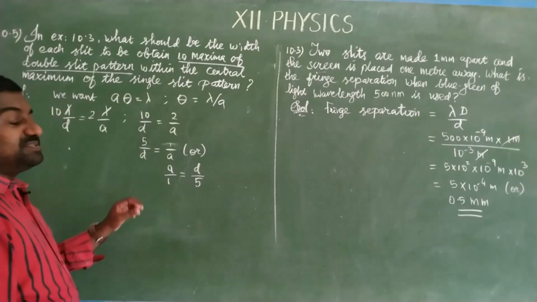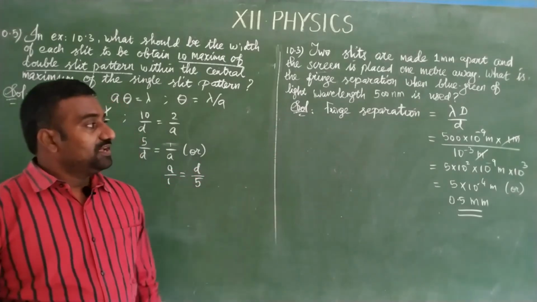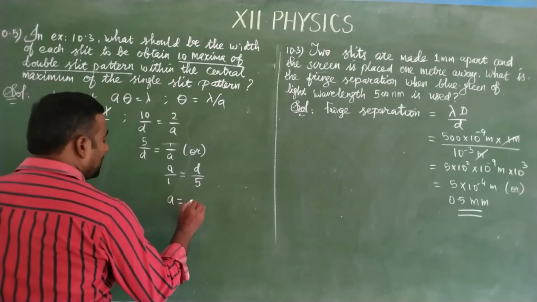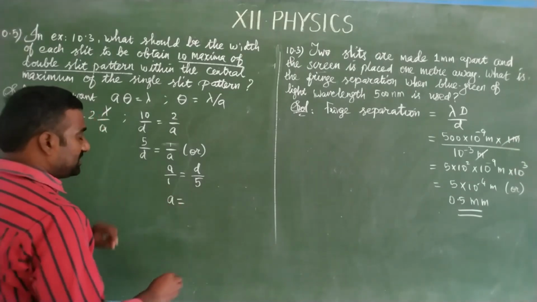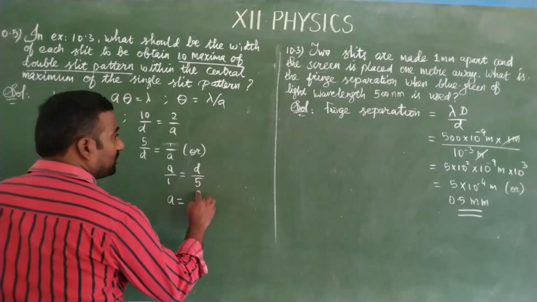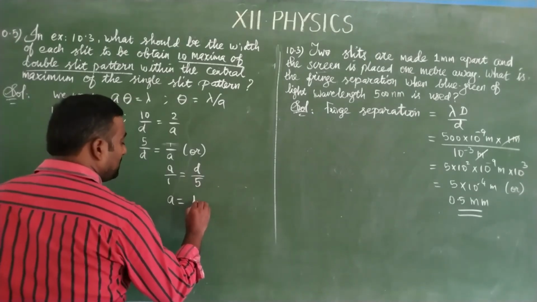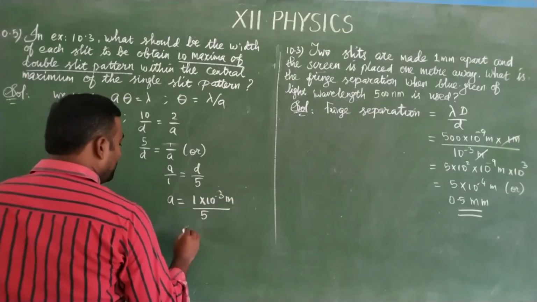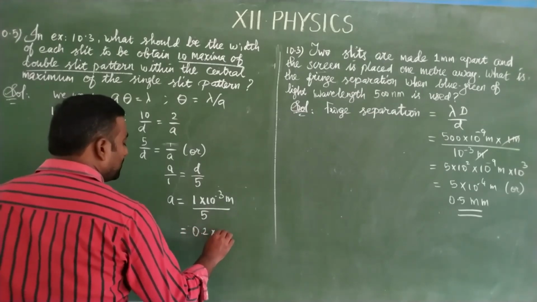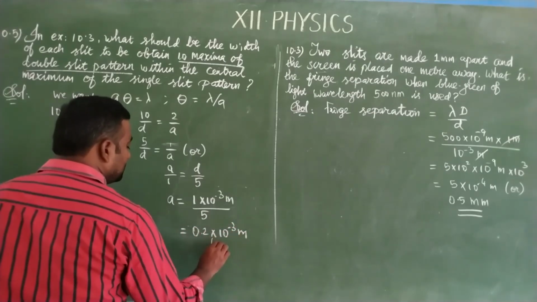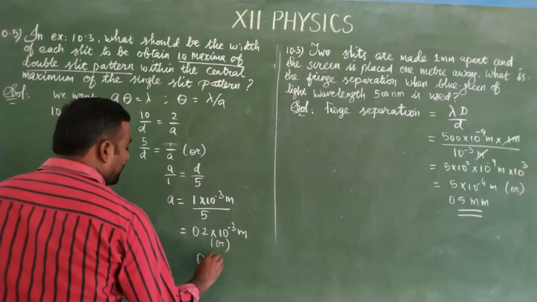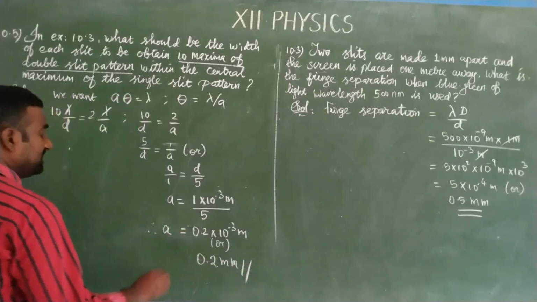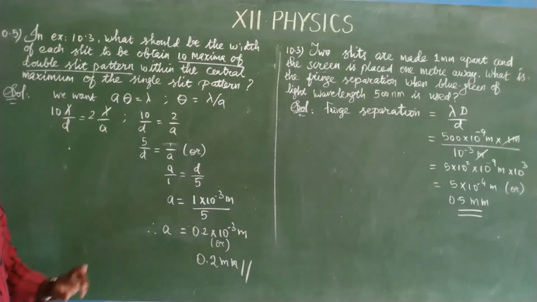What is the distance between the slits? The question itself gives it, 1 millimeter. Therefore a by 1 is nothing but a, the width of a single slit, which is 1 into 10 to the power minus 3 meter divided by 5. So 1 by 5 is 0.2 into 10 to the power minus 3 meter, that is 0.2 millimeter. Therefore, the width of the single slit in the double slit is 0.2 millimeter.